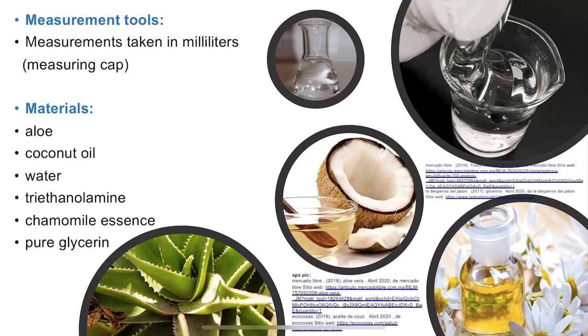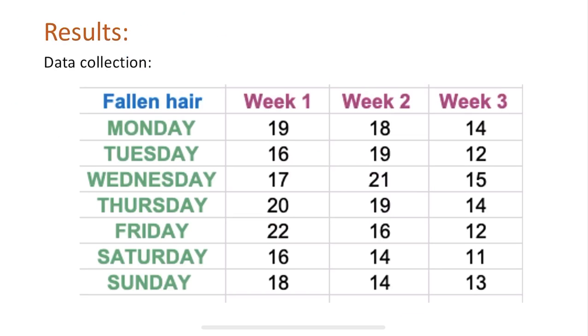The tool that I used to measure the materials was a measuring cup, and the measures are in millimeters. And the materials that I used to elaborate a shampoo without salt are aloe, coconut oil, water, triethanolamine, chamomile essence, and pure glycerin. I was working on the data collection for 3 weeks.